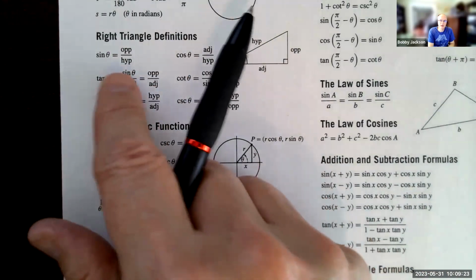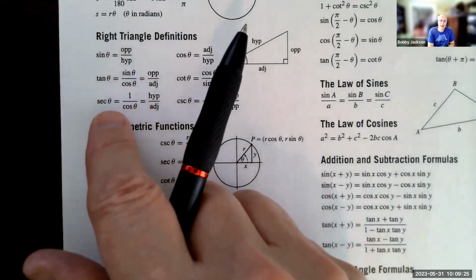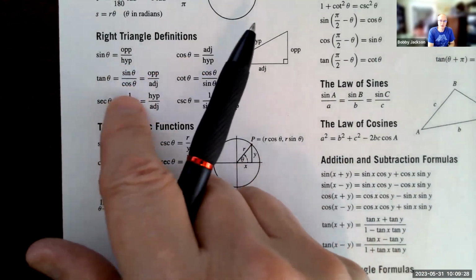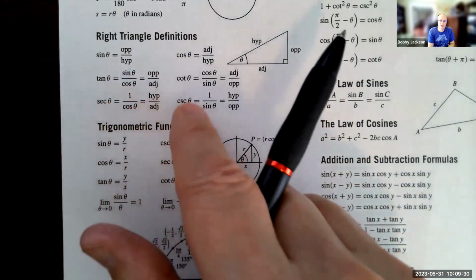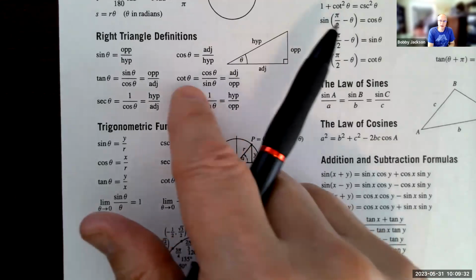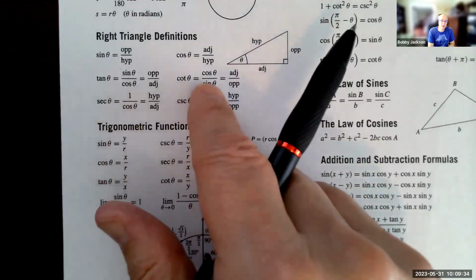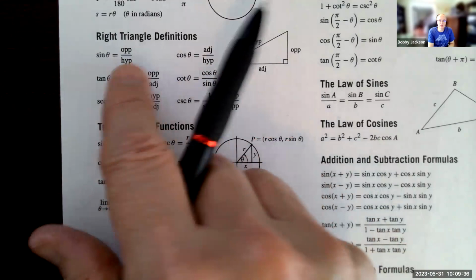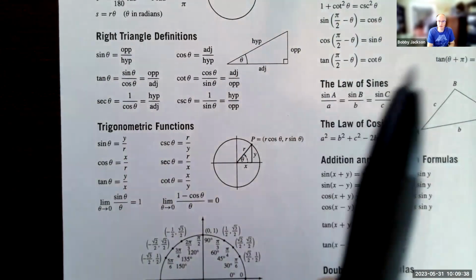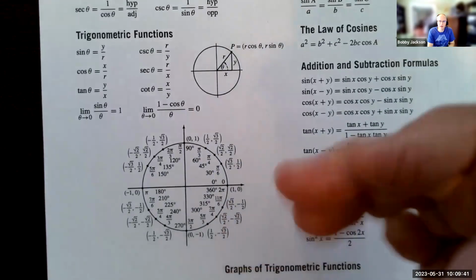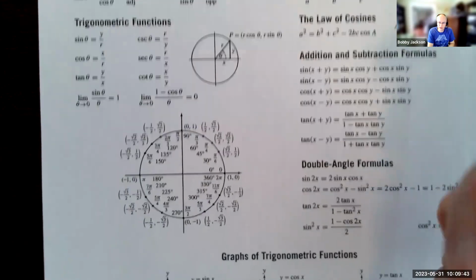And once I have sine and cosine, I can also find secant, which is just the reciprocal of cosine, cosecant, which is the reciprocal of sine, and of course cotangent is the reciprocal of tangent. And so once you get sine and cosine, you've basically got all 6 trig function values, I should say.